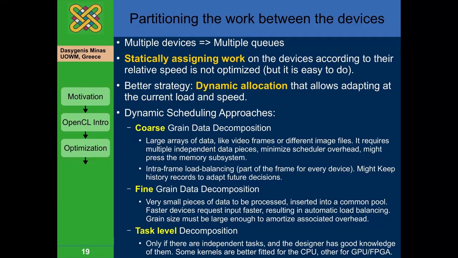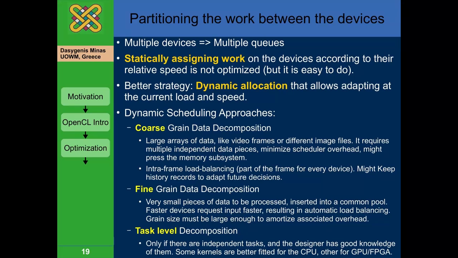Another approach is the fine grain, in which we have very small pieces of data to be processed, and someone creates jobs to be executed. It inserts them into a common queue, and a scheduler picks up from this queue and sends them to the appropriate device's queue. This is a fine grain decomposition, which means that we need to make many more decisions than with coarse grain, and the scheduler in this scenario will need a lot of computational time. But if our problem is very irregular, we can benefit from this approach.